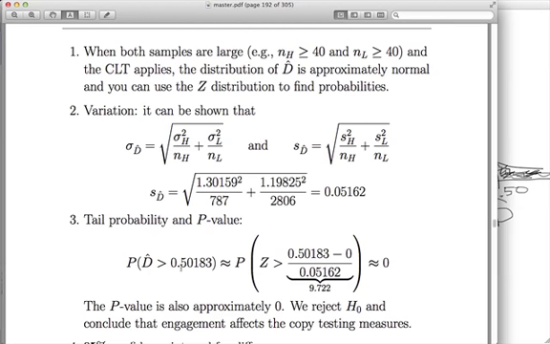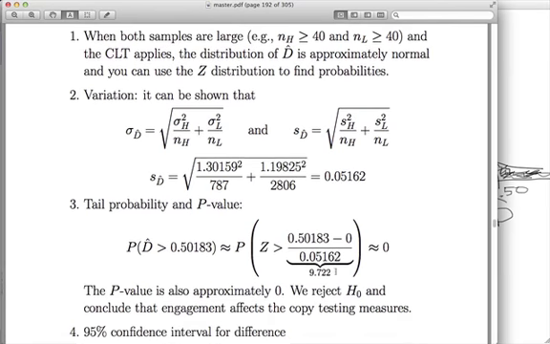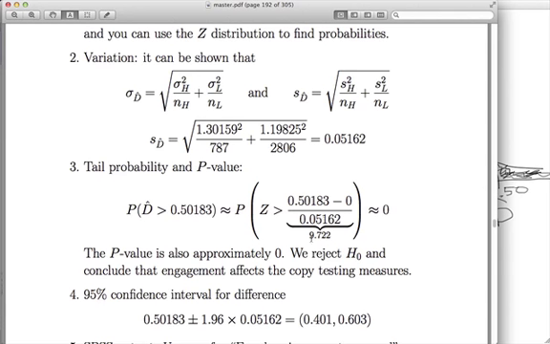So we've observed a difference of 0.5-ish. So what's the chance you observe a difference greater than that? Well, that's approximately equal to the chance that you have a z greater than this quantity, and you go do the division. 9.72 is your z statistic.